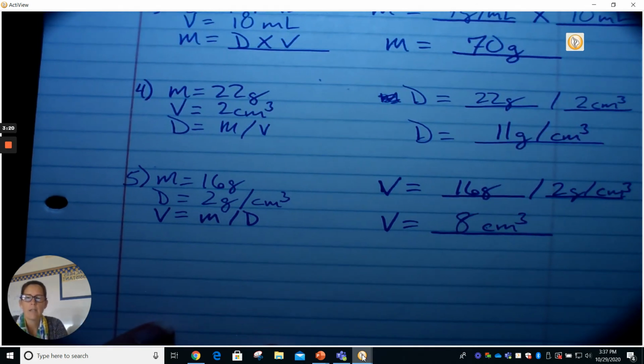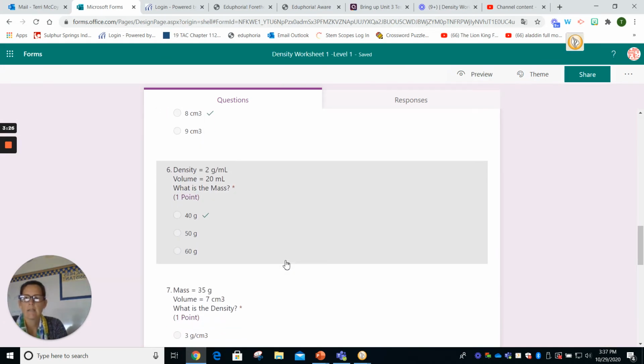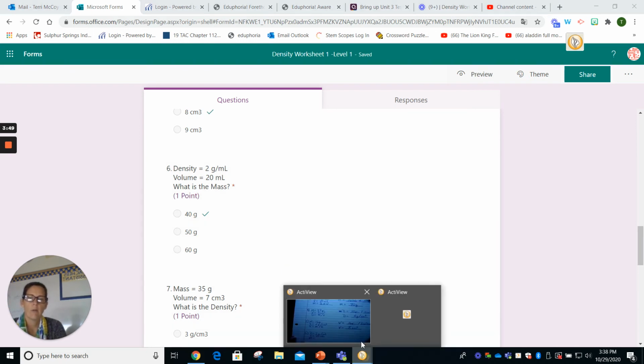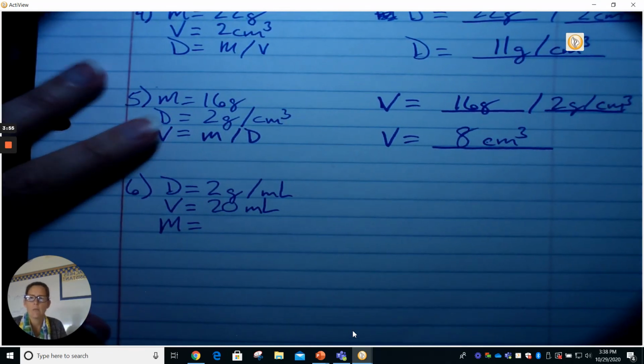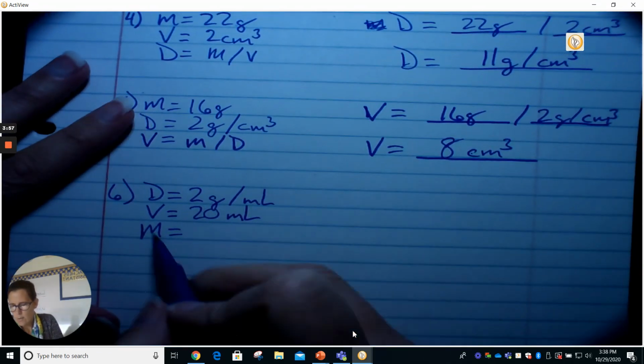Let me come back over here and look at number 6. Number 6, our density equals 2 grams per milliliter. Our volume is 20 milliliters, and we want to know what the mass is. So mass equals. Let's come back over to our camera so you can see what I've got down here. So we want to know what the mass is.